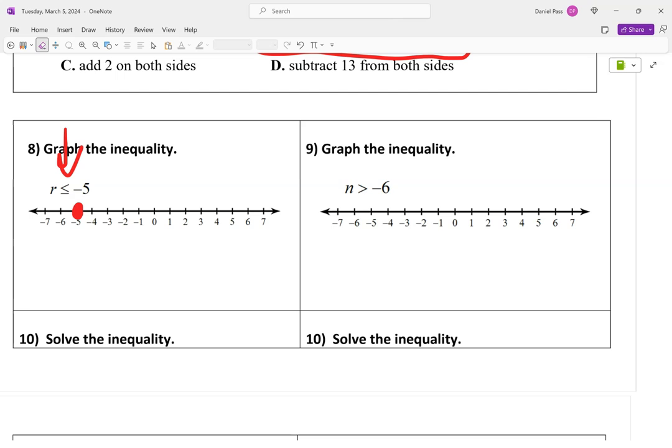Okay, and now which way is it going? Left or right? Very good. Left, because it's everything less than. Okay, now what about this one? You start on -6 and it's open and you go to the right. Open. You're good. Excellent. Cool.